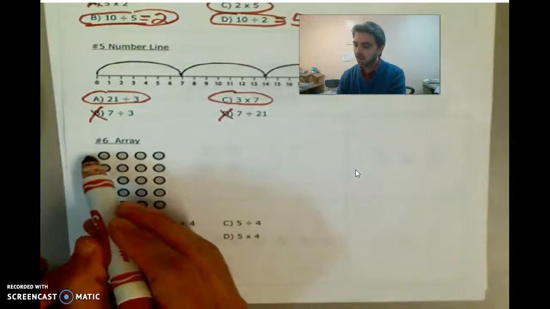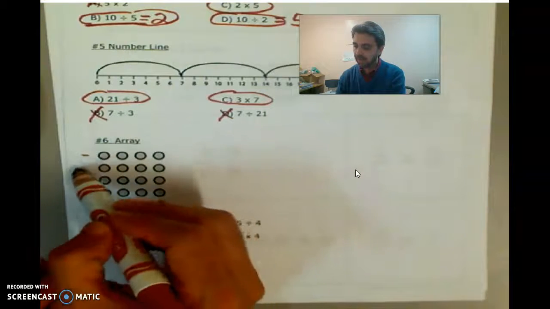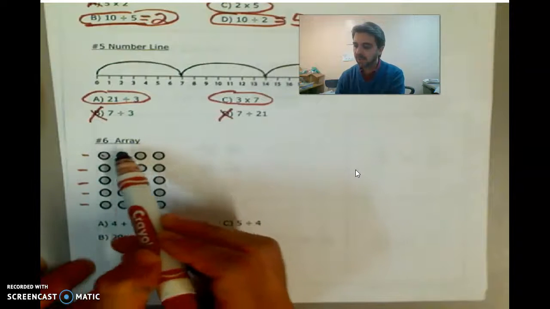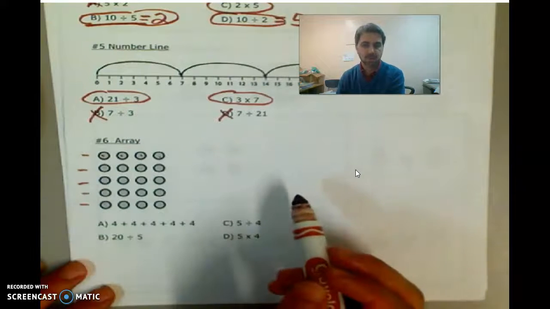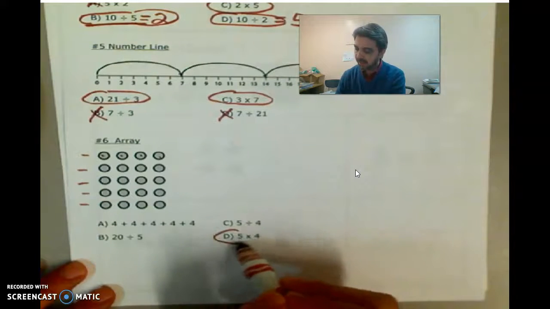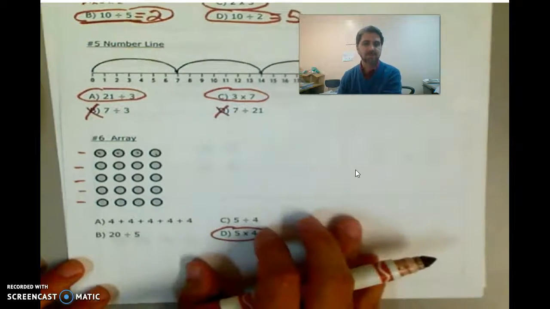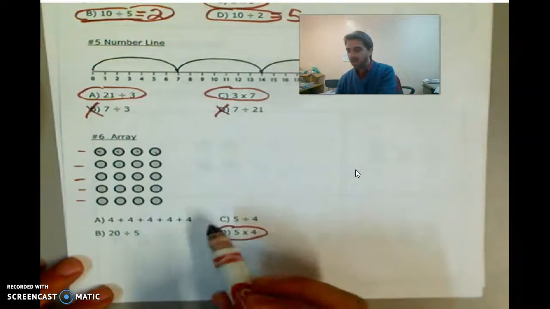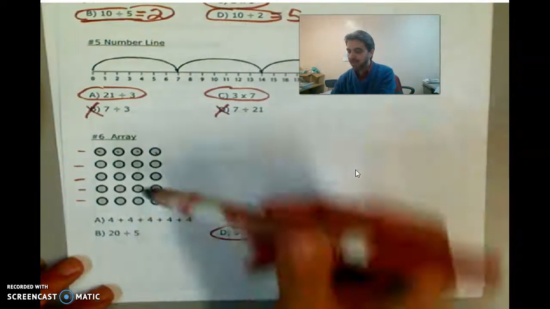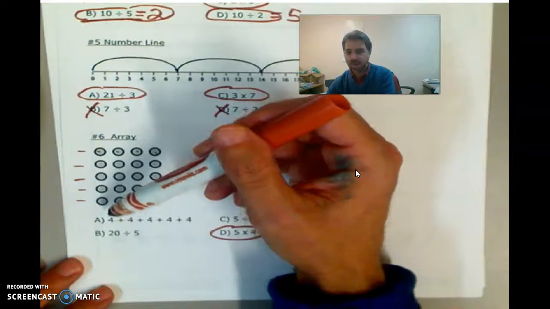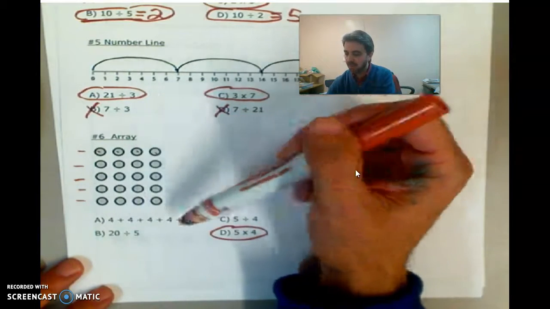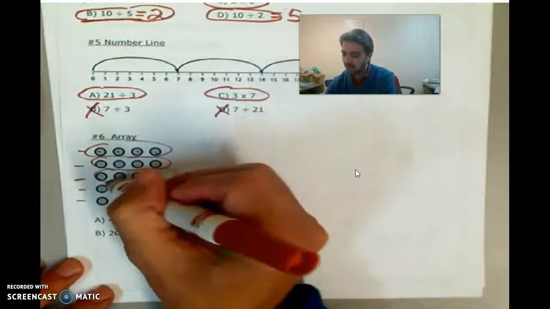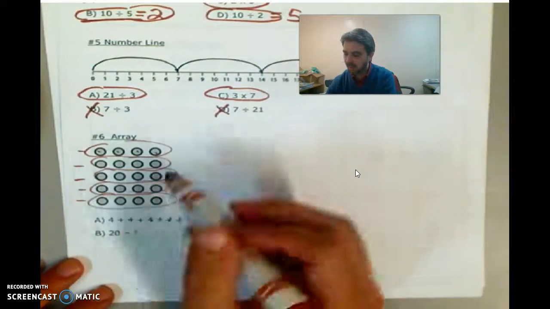and we have 5 rows, and there's 1, 2, 3, 4 in each row. So I can see right here, 5 rows of 4 would be 5 times 4. Let's just look at part A. We have 4 plus 4 plus 4 plus 4 plus 4. Yeah, so that works.